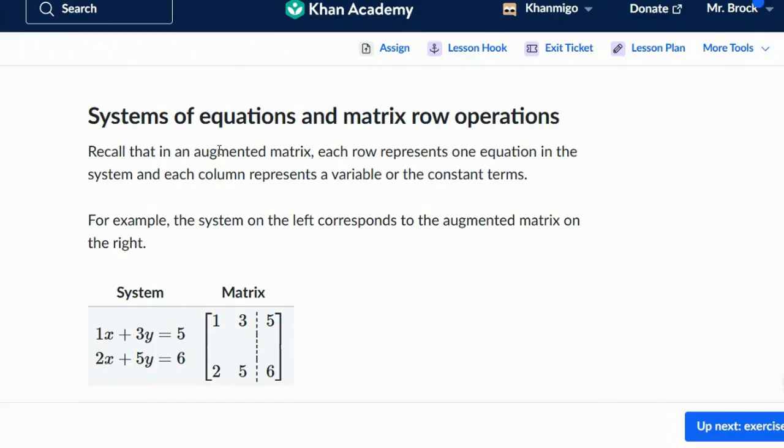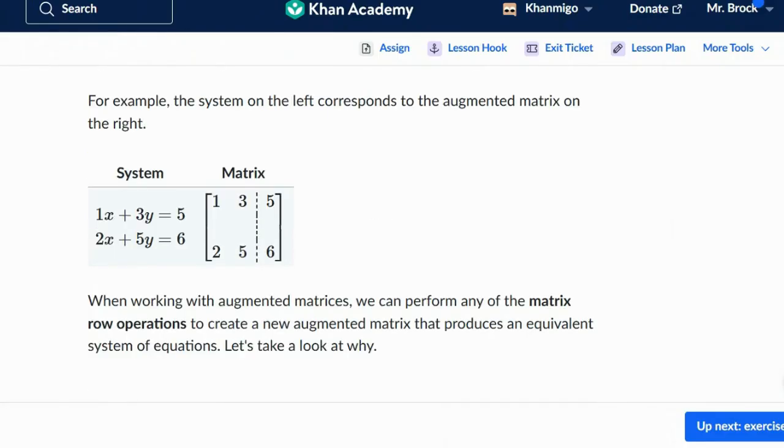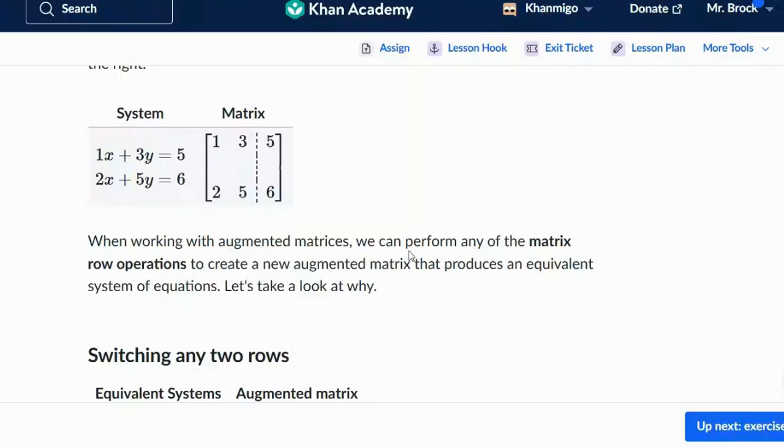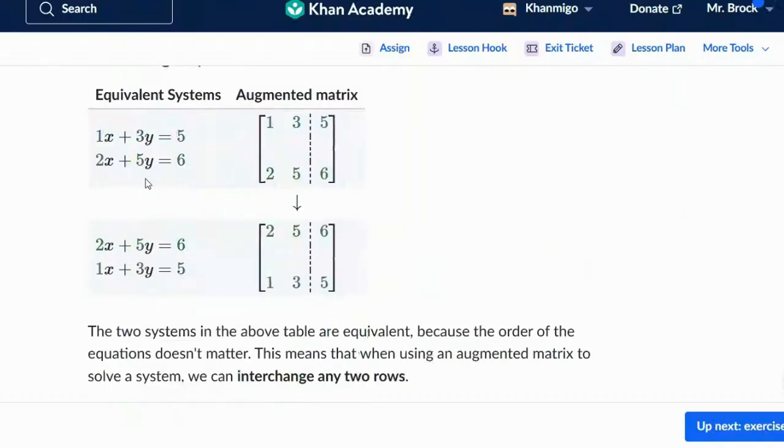So if we look at systems of equations and how it's related to these matrix row operations, if we had this system right here, right, we got 1x plus 3y equals 5, 2x plus 5y equals 6, and we turned it into a matrix, right, which we can do. If we switched any two rows, well, that's just because we could take a system of equations and we could list them in the other order, which means our matrix would just turn around and be the other order.